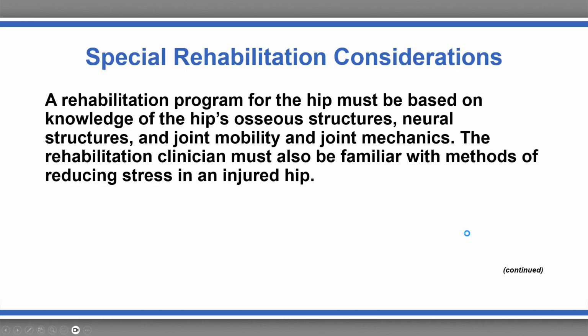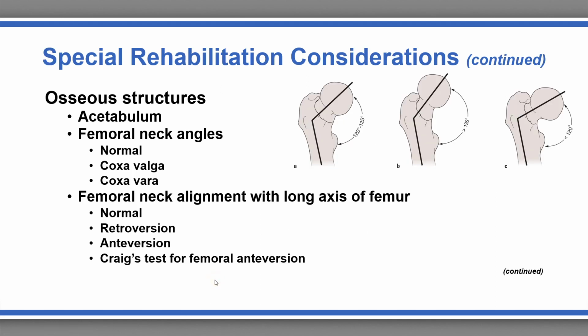So next we're going to move on to some special rehabilitation considerations. A rehabilitation program for the hip should be based on the anatomy of the hip, so the bony structures or osseous structures, as well as the neural structures, mobility, and mechanics. One must also be familiar with methods for reducing stress in an injured hip as well.